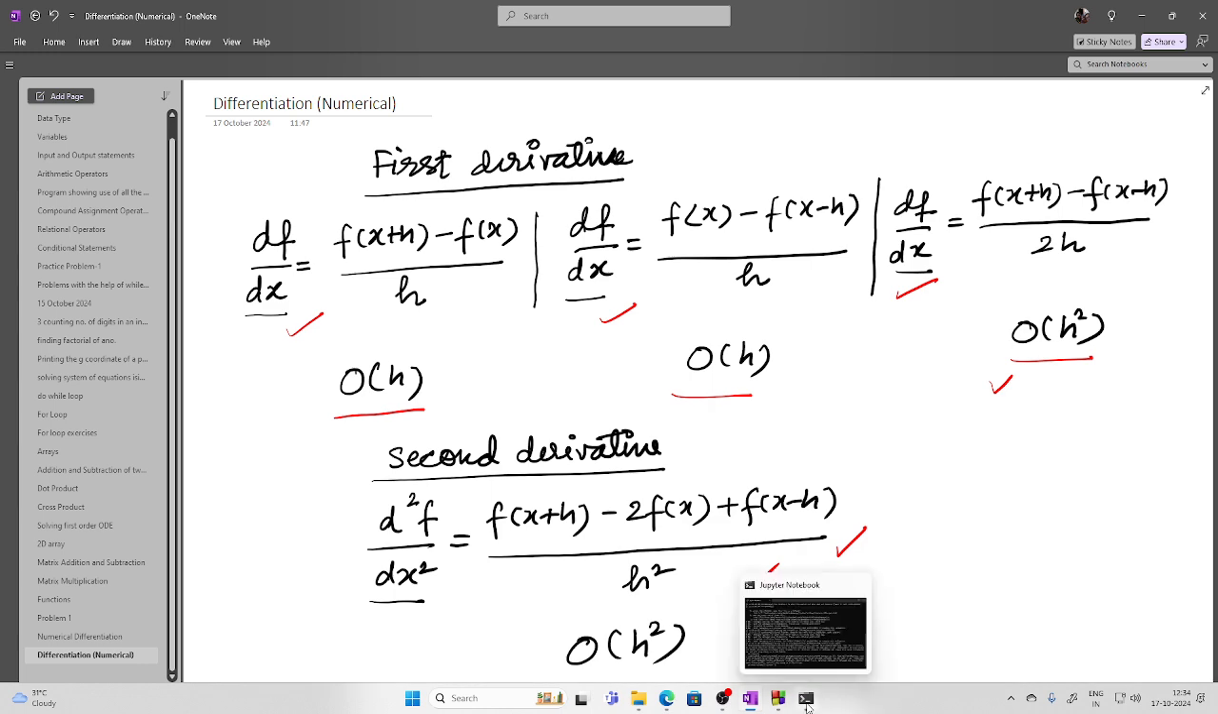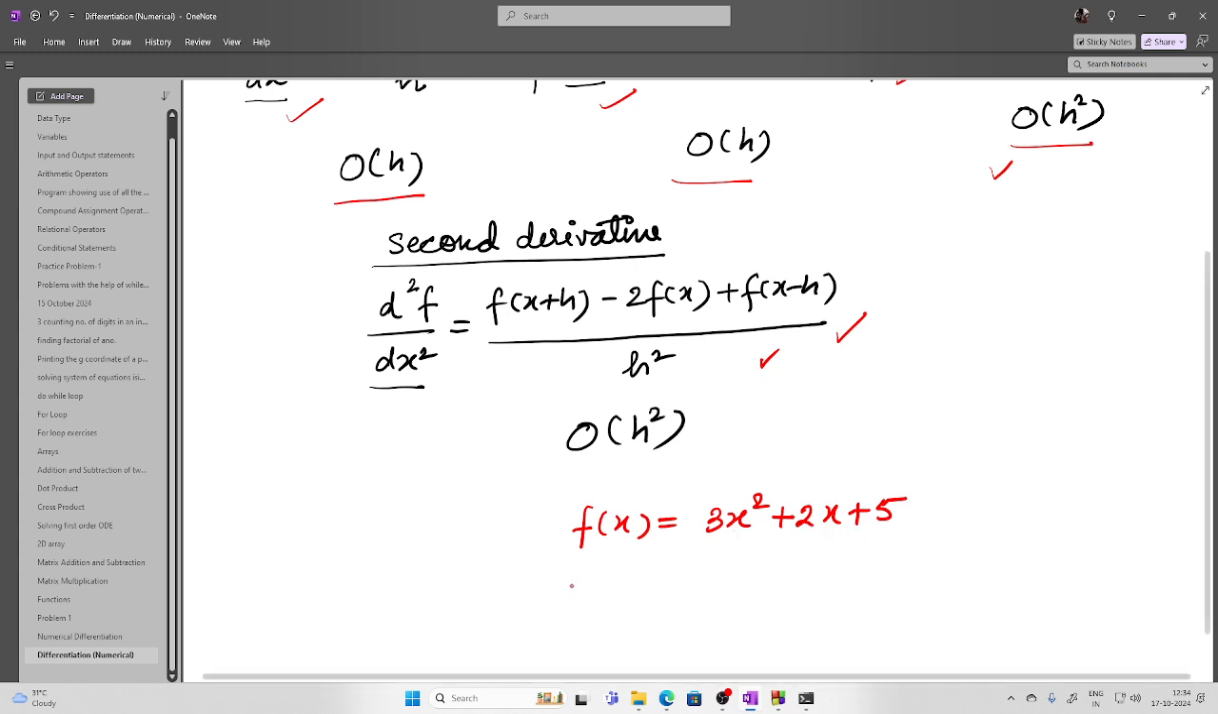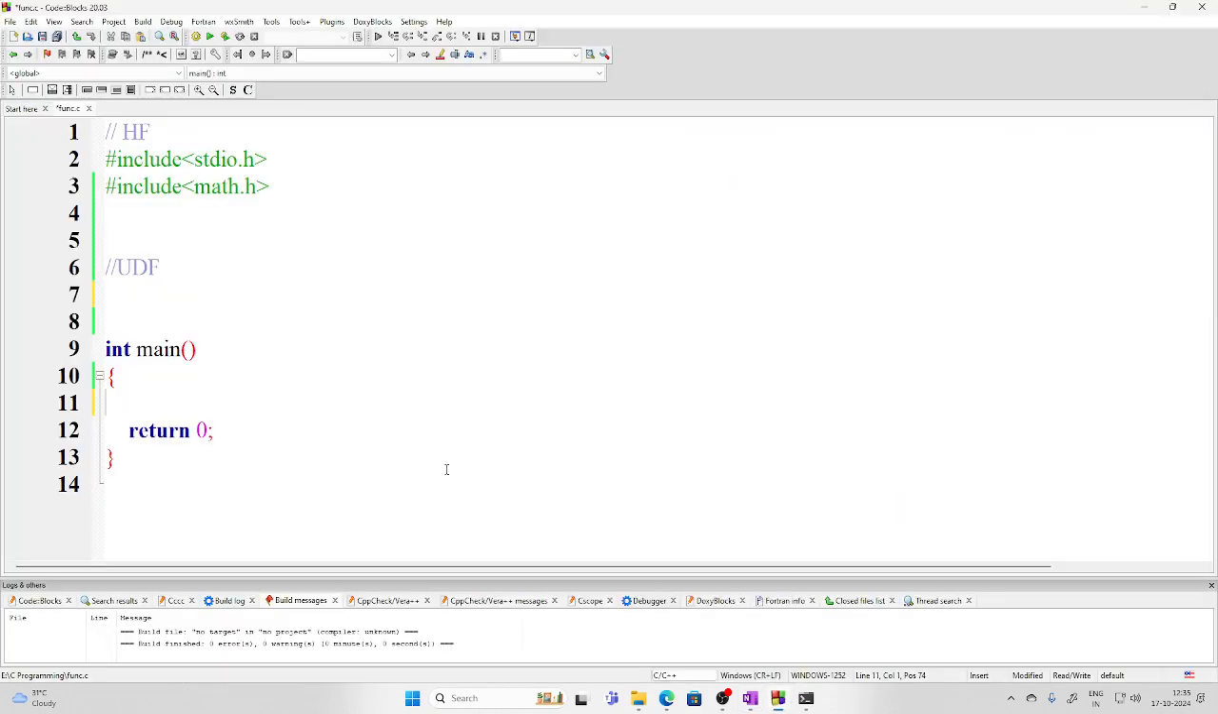So let's say you are interested in differentiating the function 3x squared plus 2x plus 5. If you differentiate this function, you will get 6x plus 2. And let's say you wanted to know the value when x is equal to 1. So it is 6 plus 2, that is 8. Okay, so let us head to the editor and write the program.